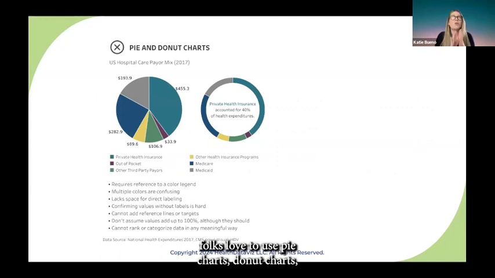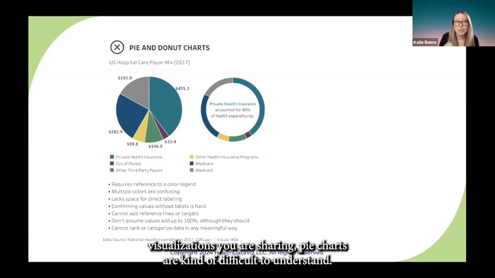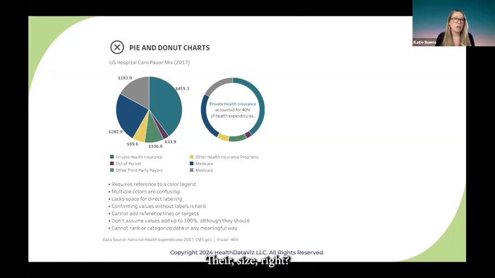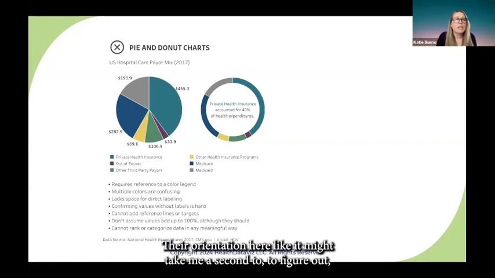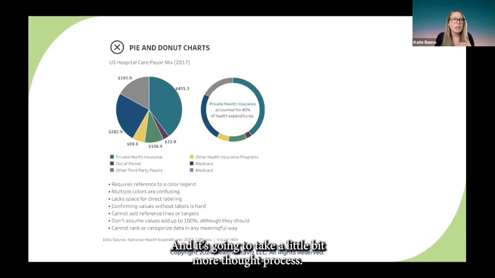Another example, folks love to use pie charts, donut charts, and although they might be fun to maybe break up the different types of data visualizations you are sharing, pie charts are kind of difficult to understand their size, right? Their orientation here. Like it might take me a second to figure out, okay, what's the biggest slice or the smallest slice, and by how much, and it's going to take a little bit more thought process, right? So I say pie charts, maybe 2 to 3 slices at most. If you get more slices, things get lost in the sauce.